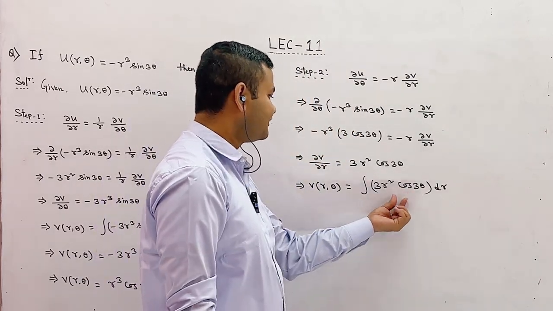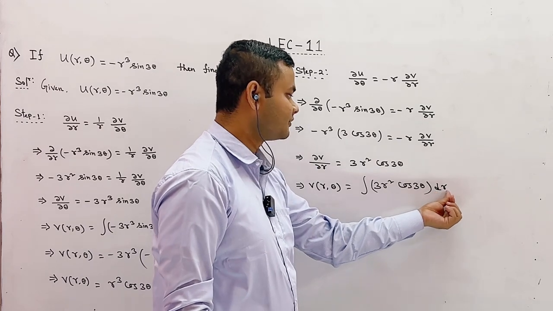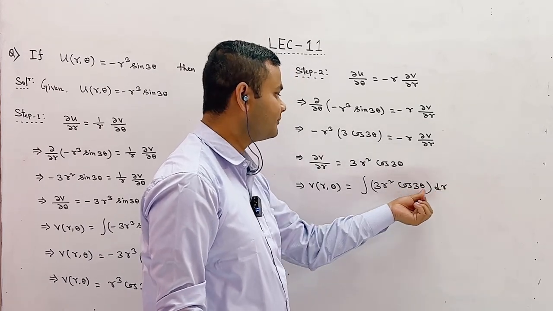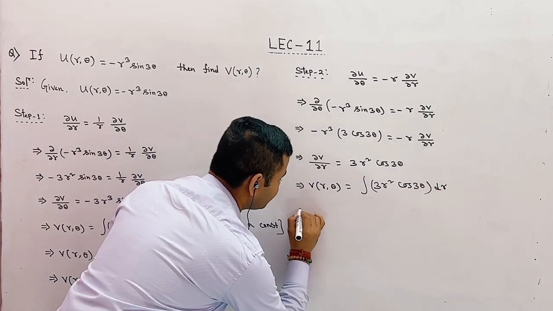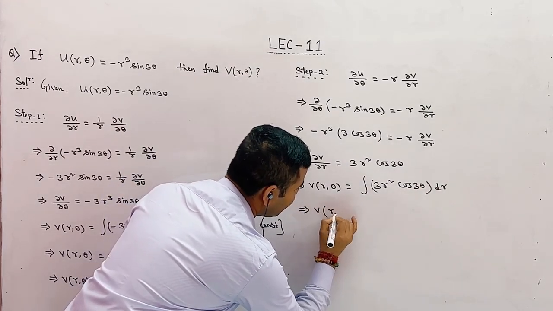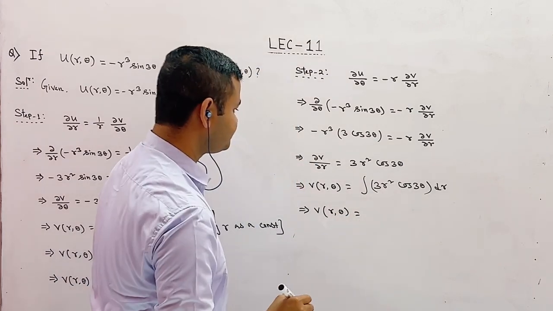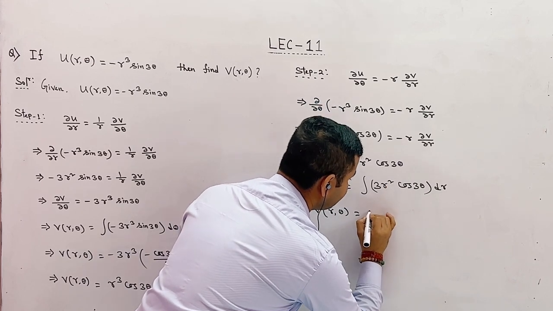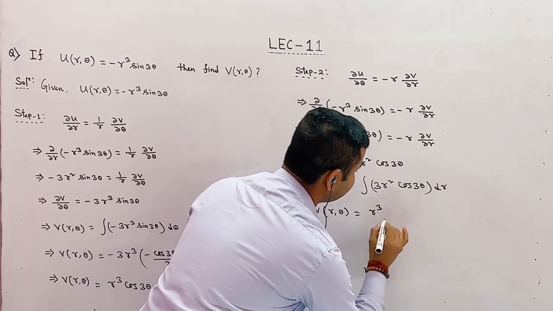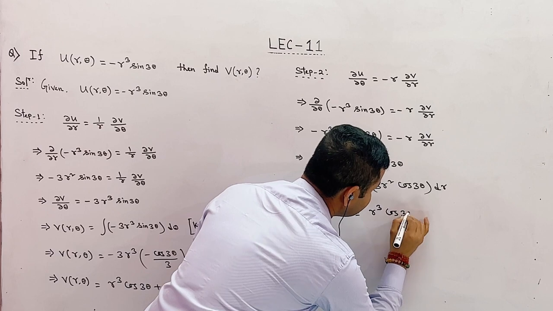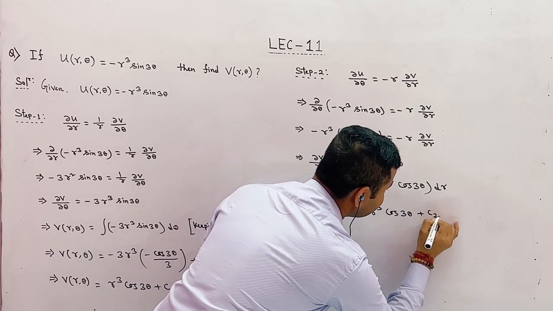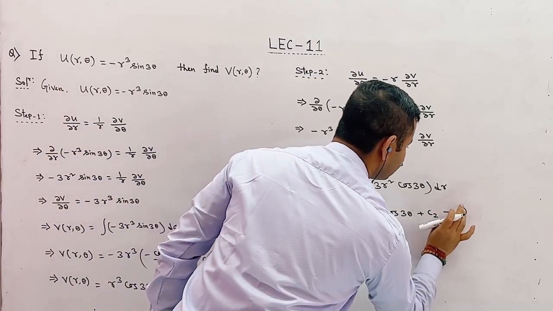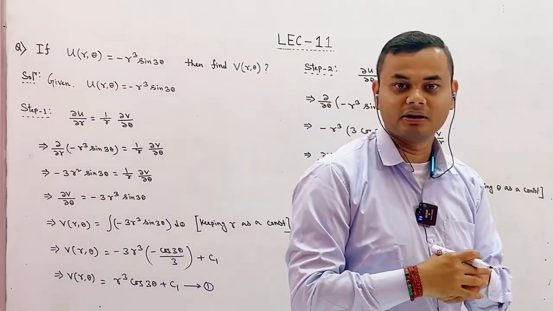Now let us integrate this term partially with respect to r. While integrating this term partially with respect to r, we have to keep theta as a constant. So we will get v(r, theta) is equal to r cube by 3, so finally we will get r cube cos 3 theta plus some constant of integration. Equation number 2. Now let us move to step number 3.